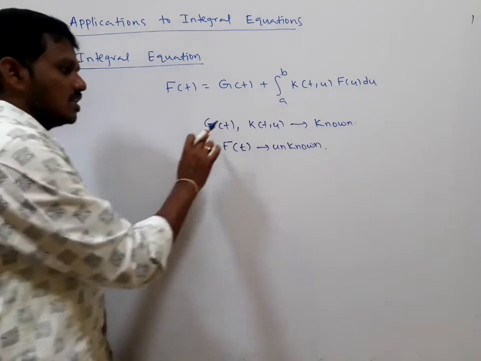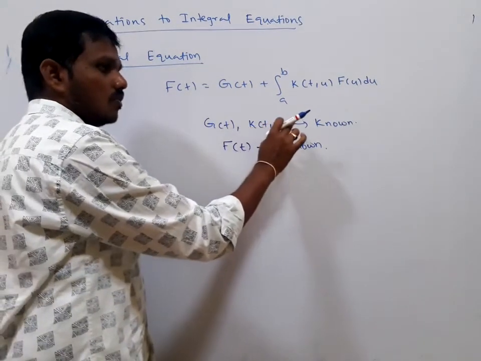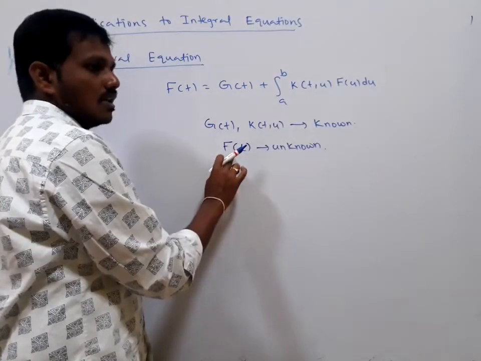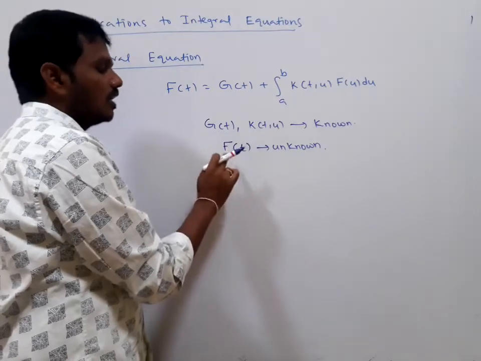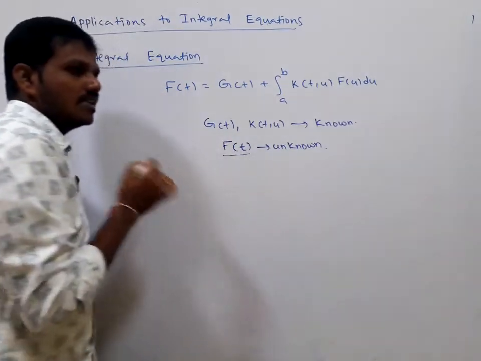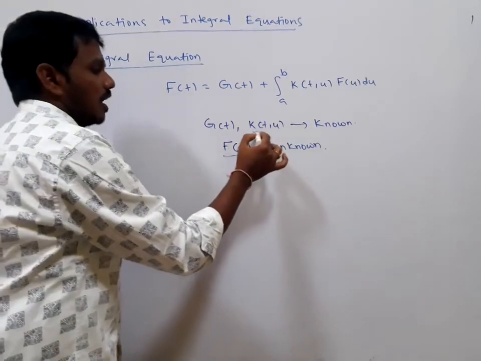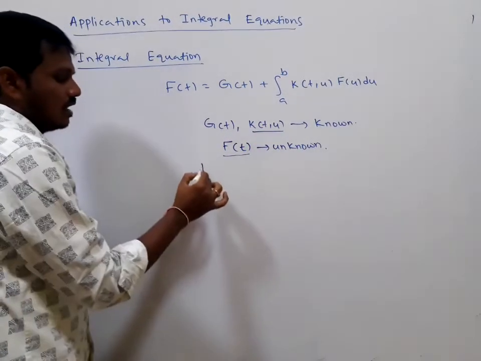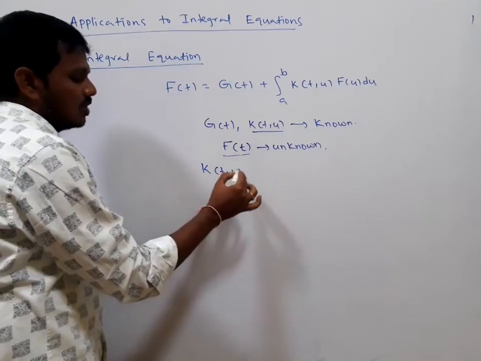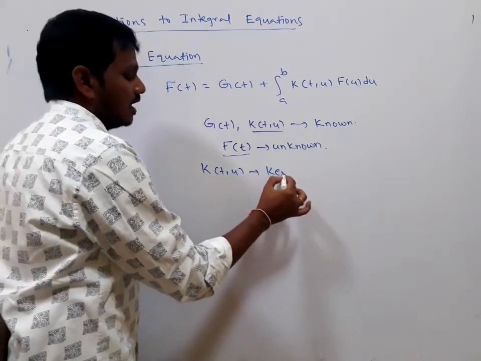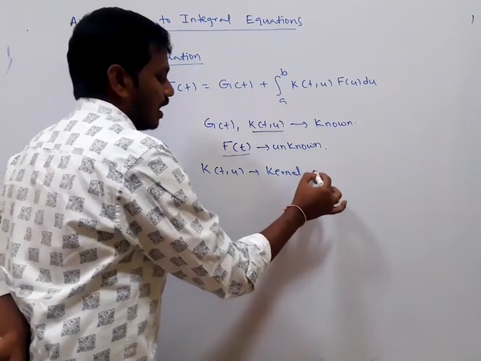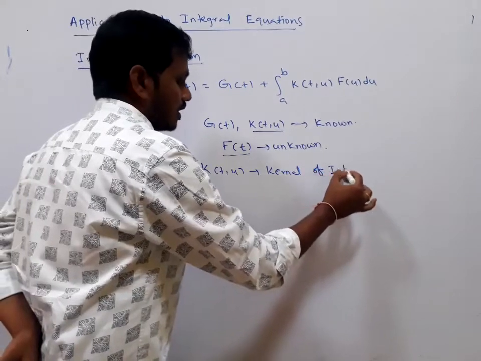In this case, g of t and k of t comma u are known and f of t is the unknown function. We have to determine this unknown function. That is our objective. Here k of t comma u is called the kernel of the integral equation.